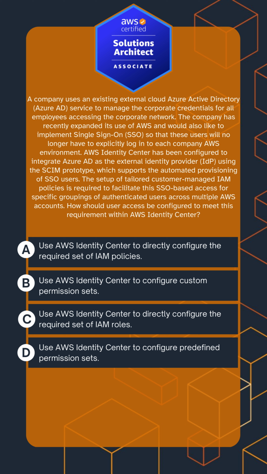AWS Identity Center has been configured to integrate Azure AD as the external identity provider (IDP) using the SAA-C03 prototype, which supports the automated provisioning of SSO users. The setup of tailored customer-managed IAM policies is required to facilitate this SSO-based access for specific groupings of authenticated users across multiple AWS accounts. How should user access be configured to meet this requirement within AWS Identity Center?